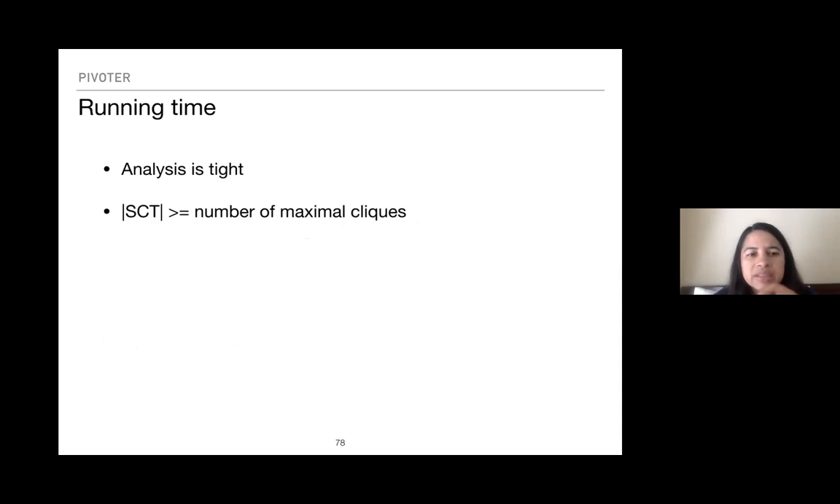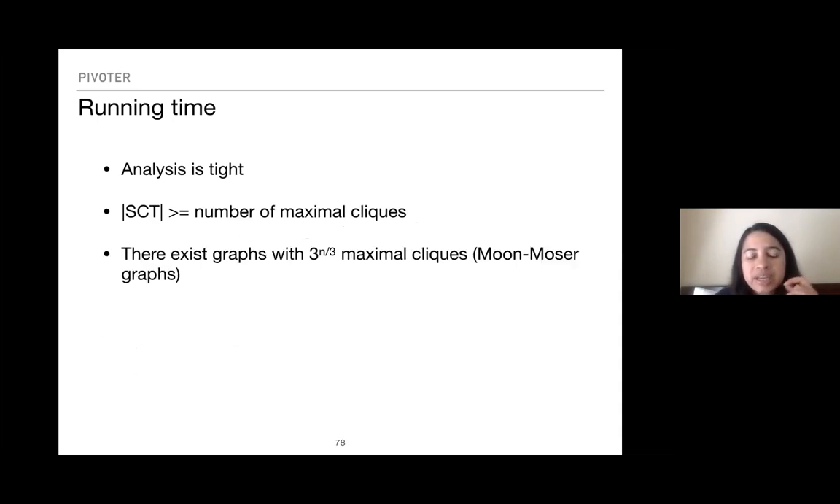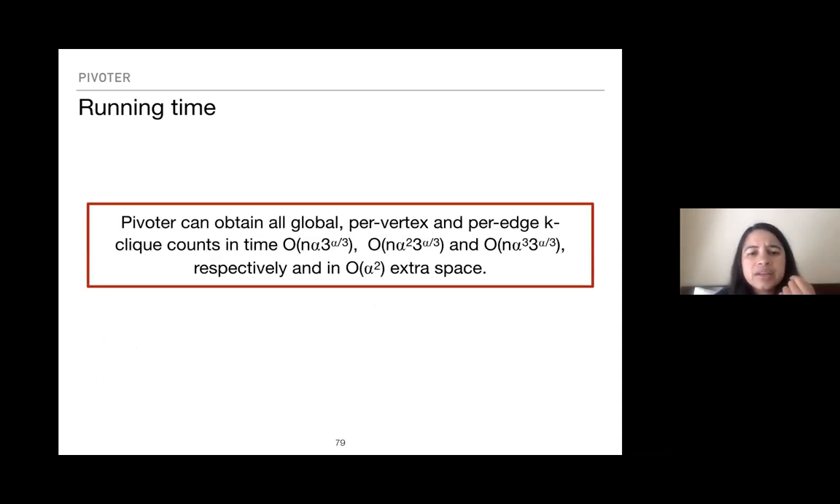We can show that the size of the SCT has to be at least equal to the number of maximal cliques in the graph. And there actually exist graphs that have 3 to the n over 3 maximal cliques. These are called Moon-Moser graphs. And so the analysis here is tight. And our final theorem looks as follows.